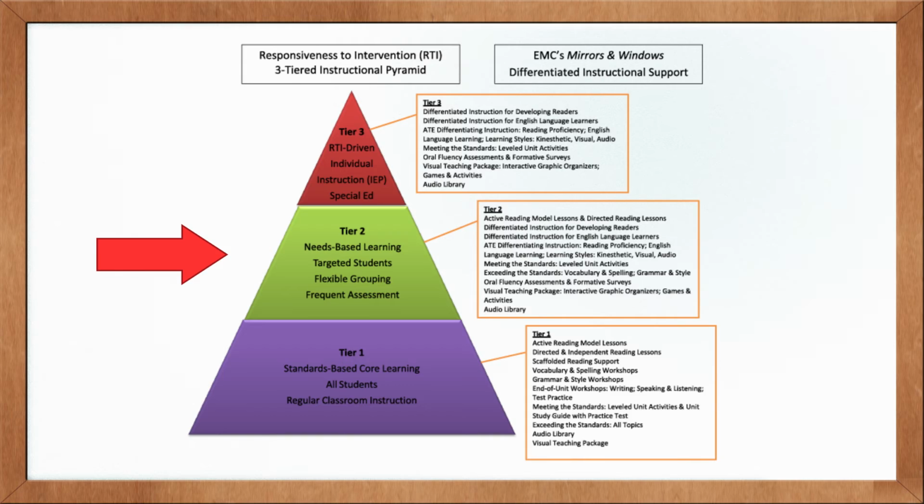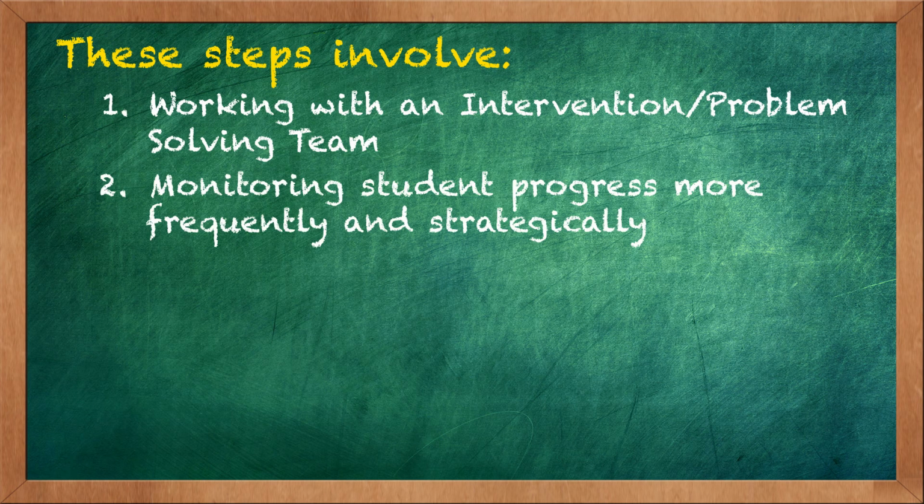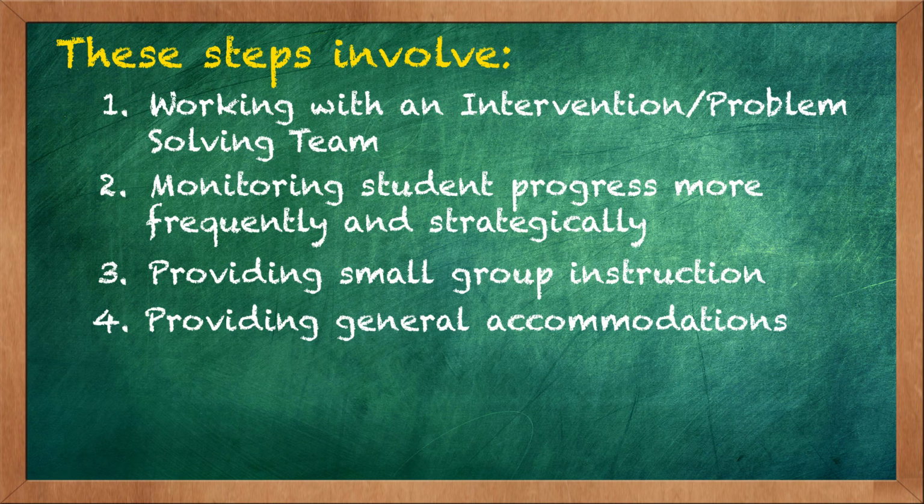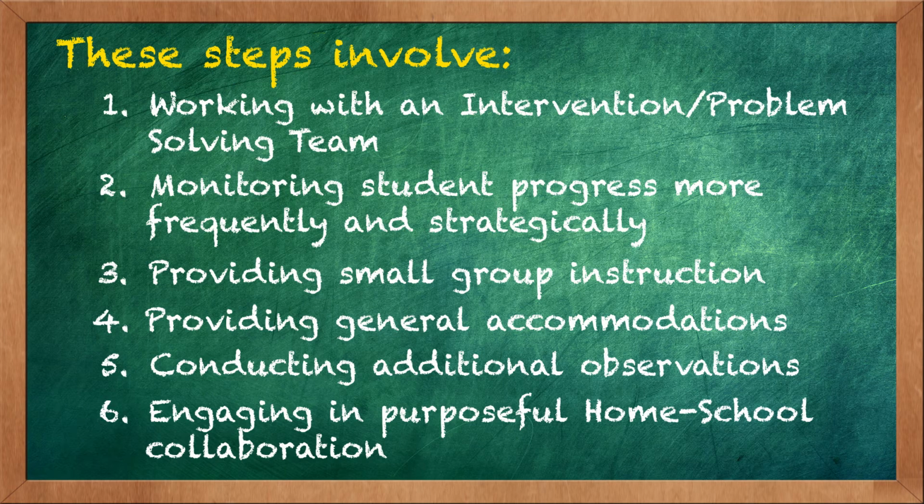These steps involve: number 1, working with an intervention problem-solving team. Number 2, monitoring student progress more frequently and strategically. Number 3, providing small group instruction. Number 4, providing general accommodations. Number 5, conducting additional observations. Number 6, engaging in purposeful homeschool collaboration.